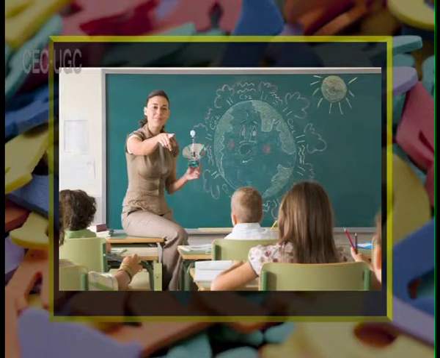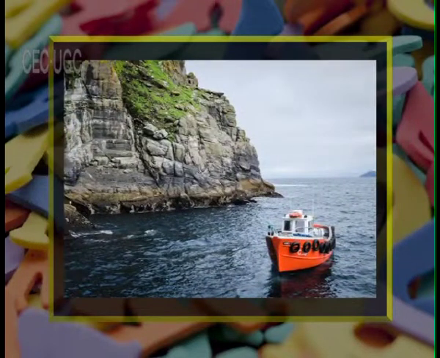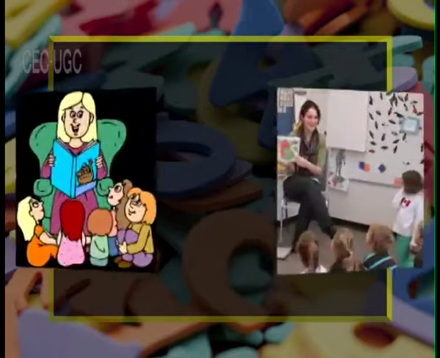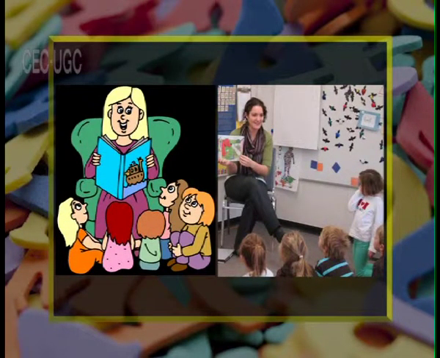A teacher without clear knowledge of goals or purpose of his teaching is similar to that sailor who does not know the destination of his boat moving in a vast ocean. If a teacher knows his or her task in terms of well-defined instructional or educational objectives or goals, he may win half the battle. Definiteness of goals helps the teacher at every step, phase or act of teaching. The teacher may plan, execute and evaluate all the aspects of his teaching in the light of the stipulated objectives. It makes teaching and learning interesting, effective, precise and definite.